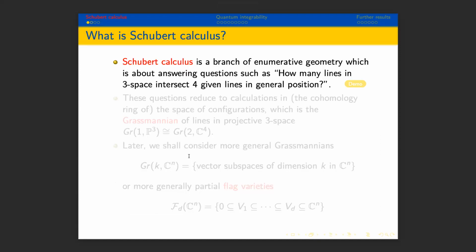So first, what is Schubert calculus? Is there any way we can remove that thing there? Yes, because it's kind of blocking the first line, which is the important line.